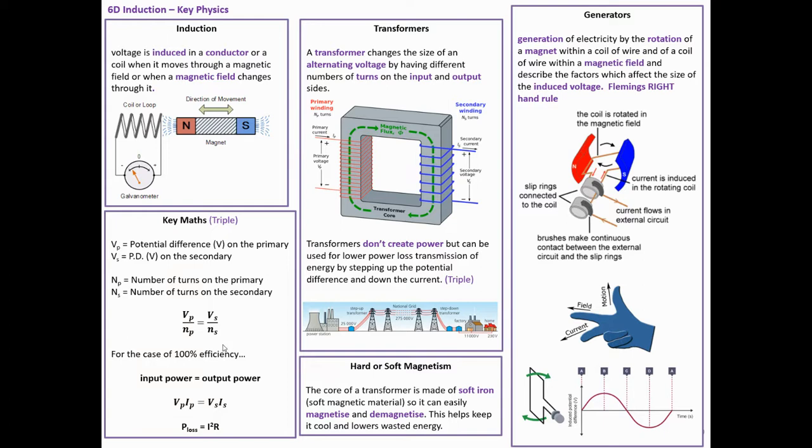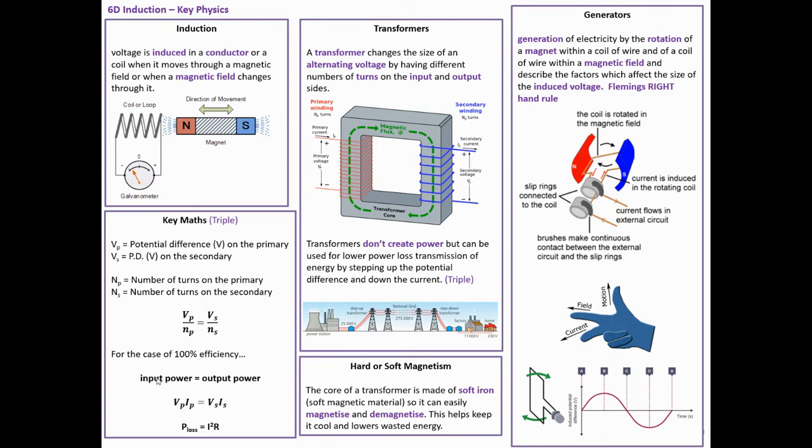So what happens is I can transform my energy, and we do this in something called the national grid. So there's a power station, we transform it, we step up the potential difference, then we step it down when it comes to our homes. By stepping it up, we find that we can reduce the power loss.